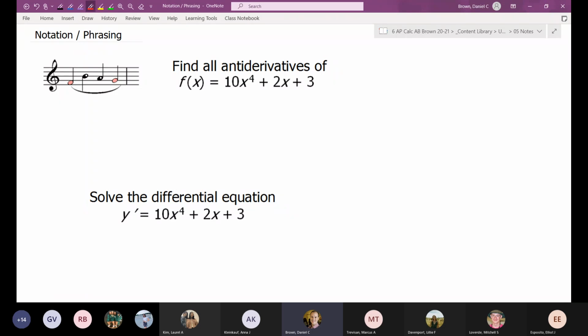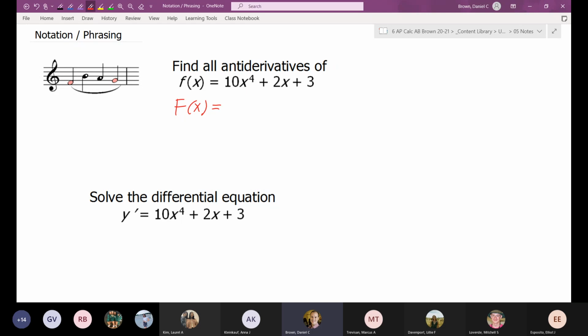What that means, if I phrase it a different way, is that this f of x is like the derivative. What would have been the original function that had the derivative 10x to the 4th plus 2x plus 3? I know we haven't learned any of the rules yet, but I think most of us are smart enough to think backwards from the derivative to figure it out. Same as with taking the derivative, we can do it term by term.